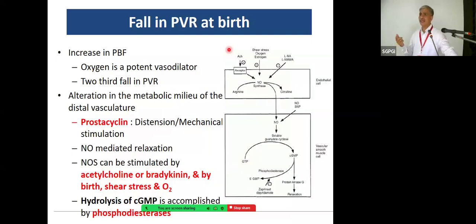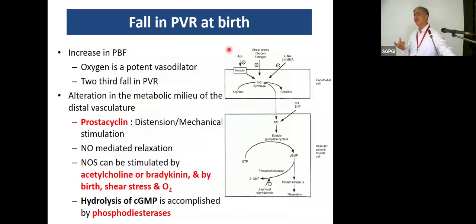We have to understand what actually happens. How does the fall in PVR at birth happen? The moment there is increased pulmonary blood flow, the oxygen is getting into the alveoli. Oxygen is a very potent vasodilator. So the vessels all around start dilating. It is said that 2/3 of the fall in PVR happens immediately, in the first few hours or the first 24 hours of life.